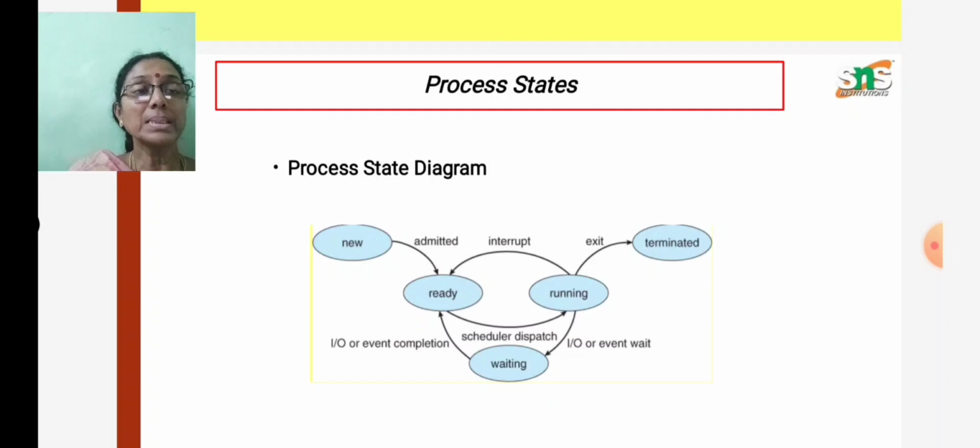The final state is terminated. Once the process has completed its execution, and the execution time is over, it goes to the terminated state. So these are the five states of every process: new, ready, running, waiting, and terminated. Now our student will explain what a process and process states are, and why these states are very important for process creation and process termination.